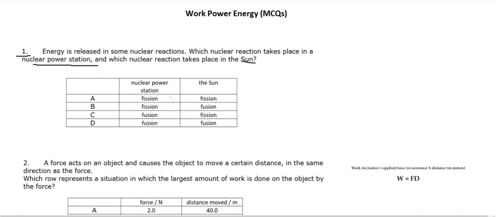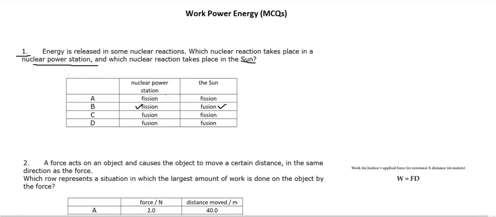So in the nuclear power station, what kind of reaction takes place? That reaction is nothing but nuclear fission. This kind of reaction takes place in the nuclear power station, and in the sun a nuclear fusion reaction takes place, where hydrogen atoms combine to form helium. In the nuclear power station we are using uranium, and we do nuclear fission using neutron bombardment, and then we get some lighter nuclei.